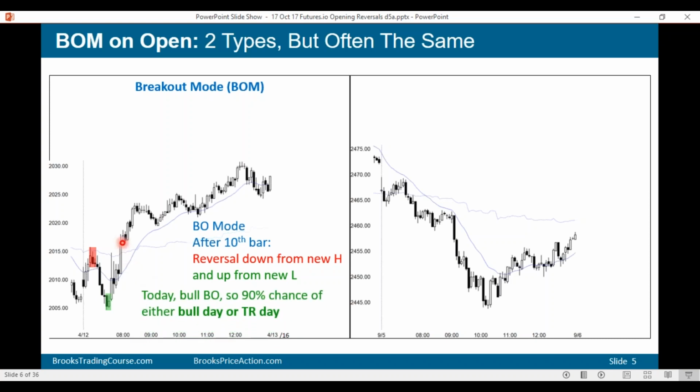Here there's a bull breakout, and the breakout was strong. It's also around the breakout of the 18 bar range. And once you get that breakout, there's a 90% chance the day will either be a bull trend day or a trading range day.